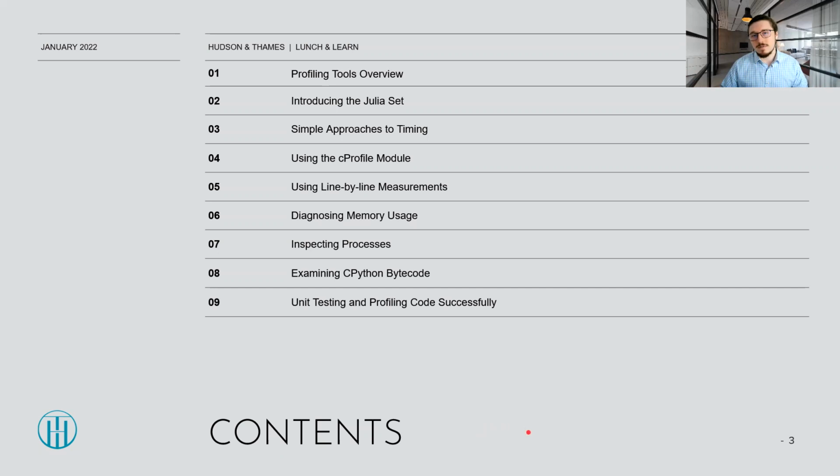Okay, so the contents today are as following. We'll briefly understand what the profiling is and why you might be interested in using it. Introduce the Julia set, the specific set that the authors used in the original book to describe some of the concepts here, and why this set is interesting. Simple approaches to timing, how to use the cProfile module for profiling, line-by-line measurements of your CPU usage and memory usage, then diagnosing memory usage, inspecting processes with PySpy, examining CPython bytecode, and finally some notes on good practices in profiling, optimizing your code, and unit testing.